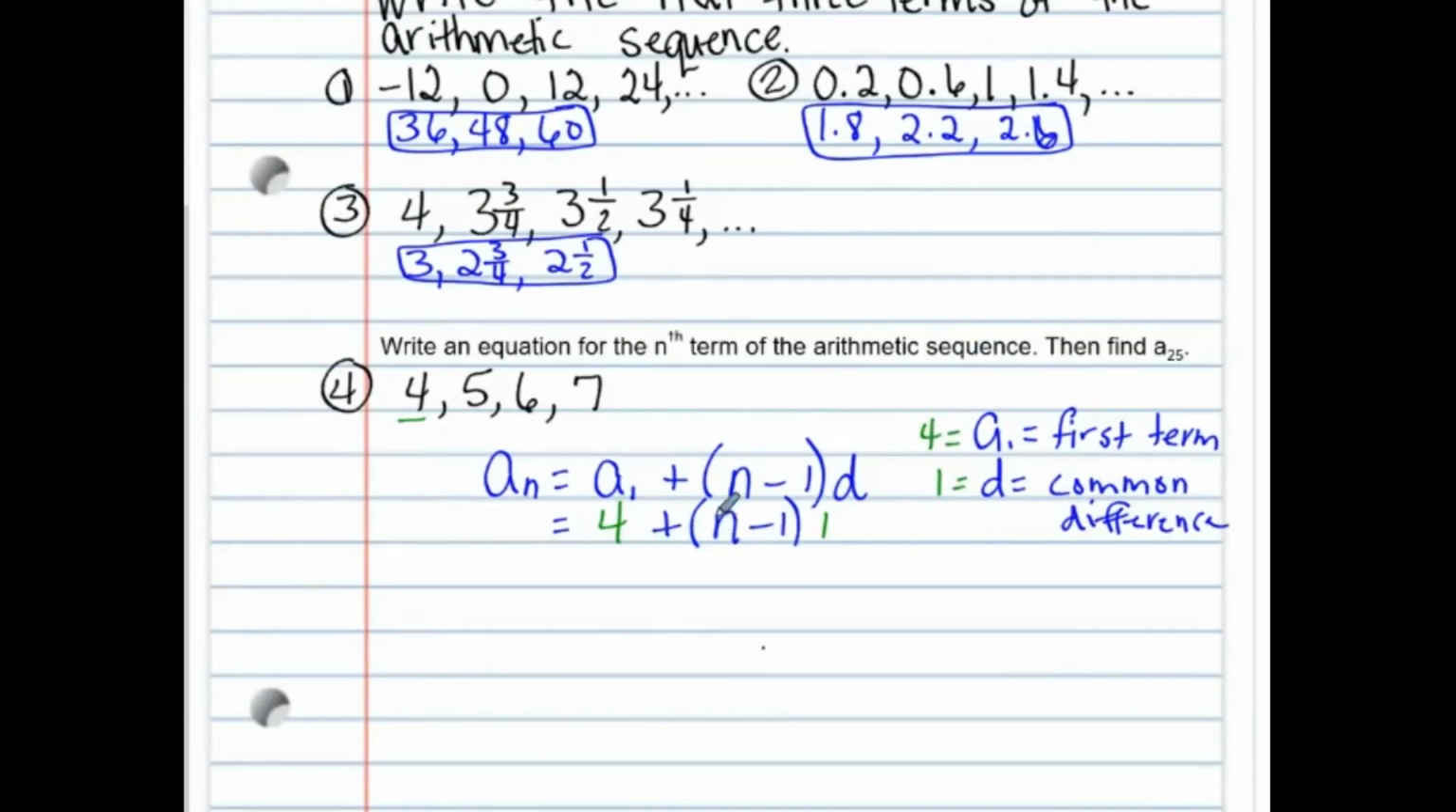And so, yes, you are correct. The n stands for the position. But in this case, because of the formula, it's kind of like we're using it for x, okay? But they use the letter N whenever you talk about arithmetic sequences.